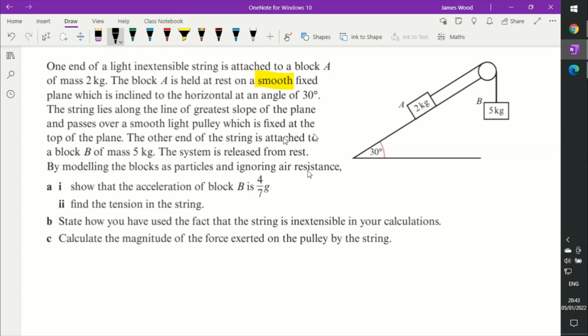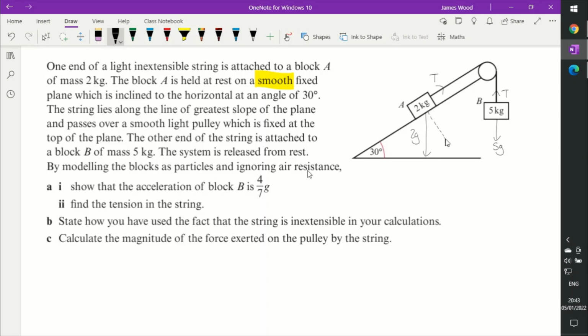What else do we need to know? It's attached to a block of 5 kilograms. It's released from rest. Show that the acceleration is 4/7 g. Okay, so we're going to do exactly the same as what we do normally. Put all the forces on. So this is 5g. This is T. This is T. Put our weight on here.